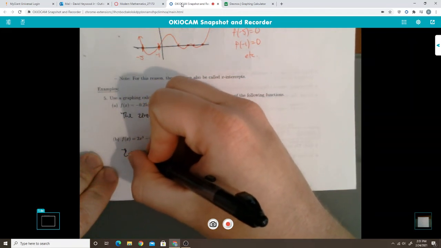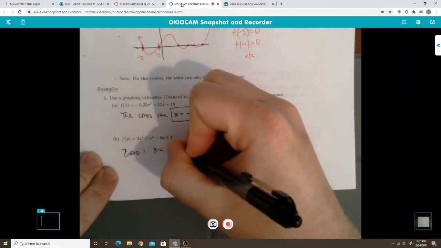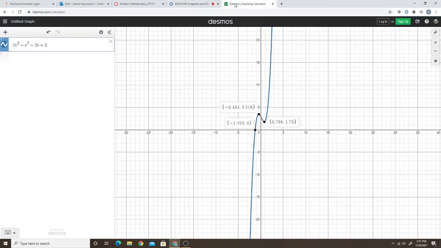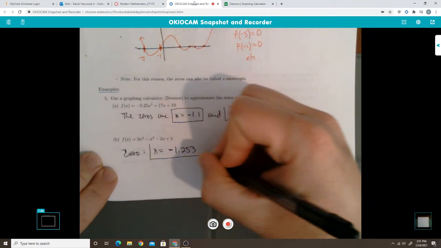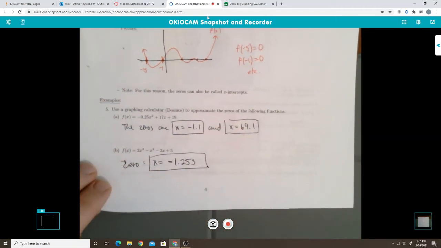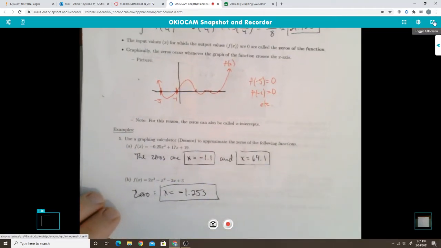So the zero is x equals negative 1.253. Okay. So that's how Desmos works. Do I have any other Desmos stuff to show you? Maybe. Although I think we can probably do the next couple problems without Desmos.